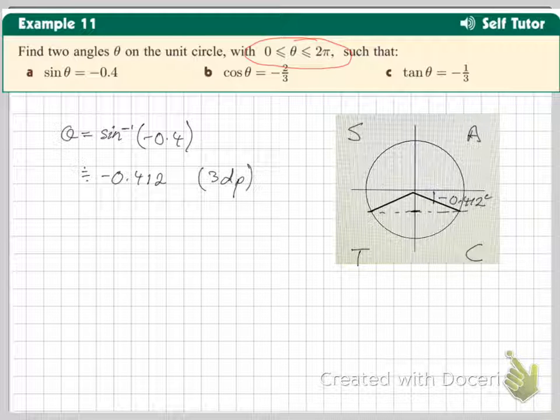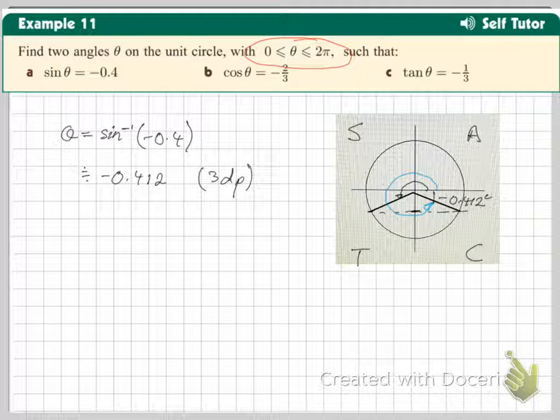Okay, that doesn't fit within the domain of 0 to 2 pi. The two angles we want are one from here around to there, and then the other one from here all the way around to there. Okay, so how do we find those angles?